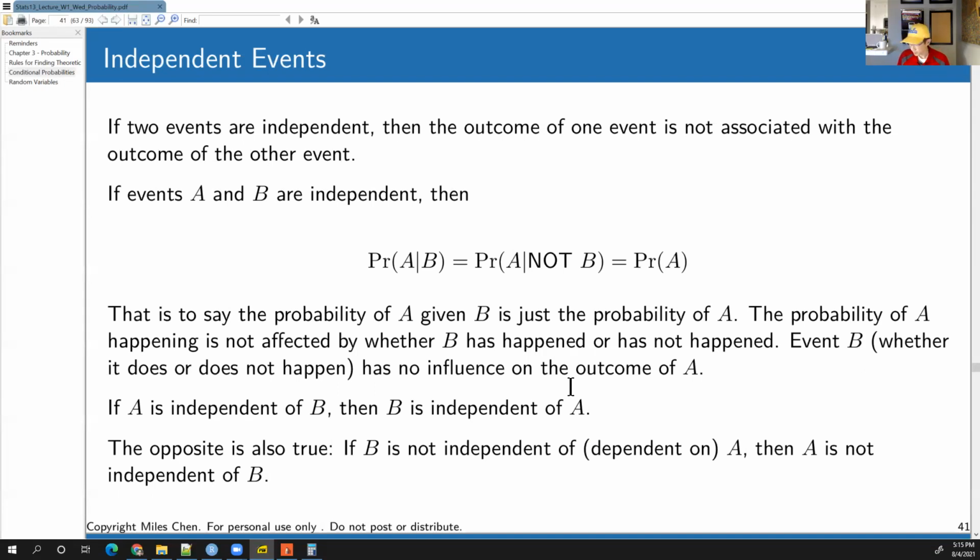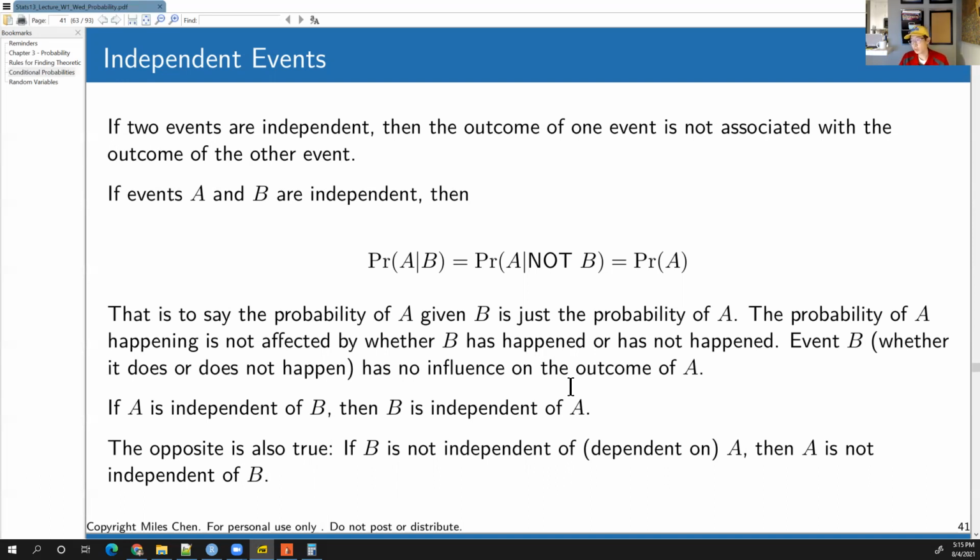Okay, let's talk about independent events. We're talking about conditional probabilities, and now we can talk about independent events. And the idea is, if events are independent, the outcome of one event is not associated with the outcome of the other event, right? So if two events are independent, the outcome of one is not associated with the outcome of the other.